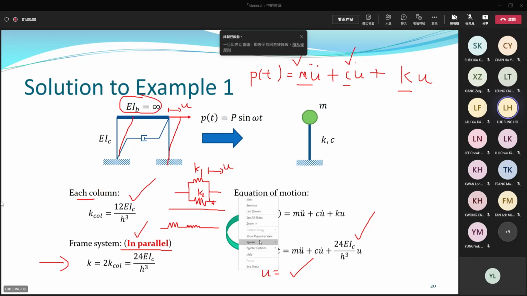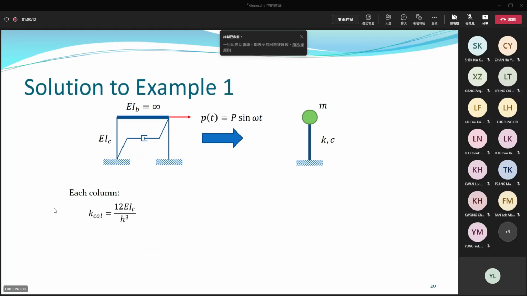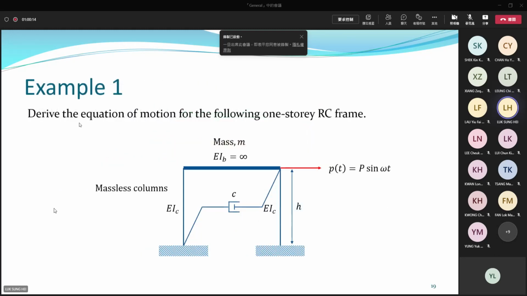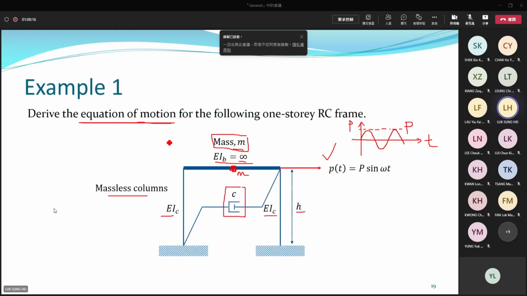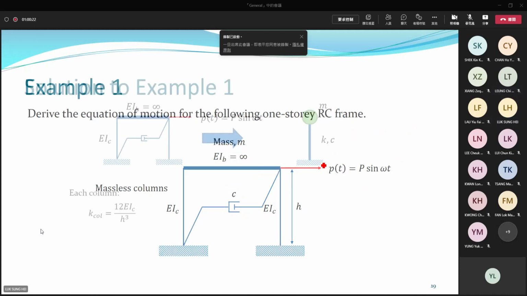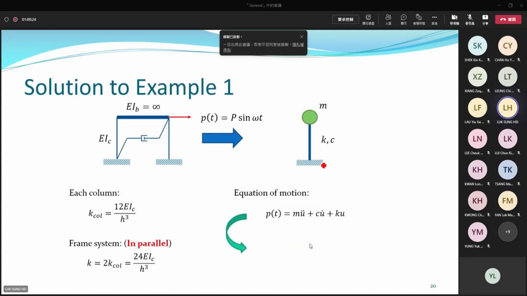This is example one. Example one just asks you to formulate the problem, not solving it. Just asks you to formulate the problems, formulate the equations. We will discuss how to solve it for our Sandler force. We will discuss in topic 6. Okay, equation of motion.